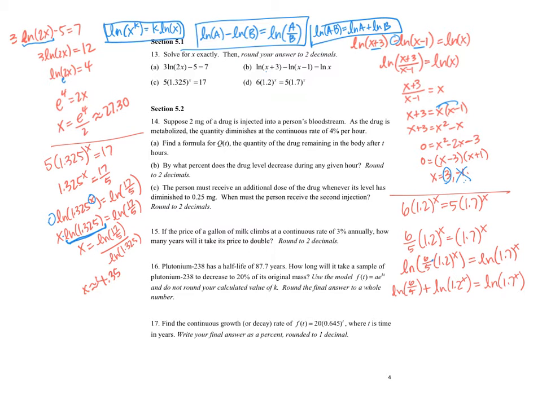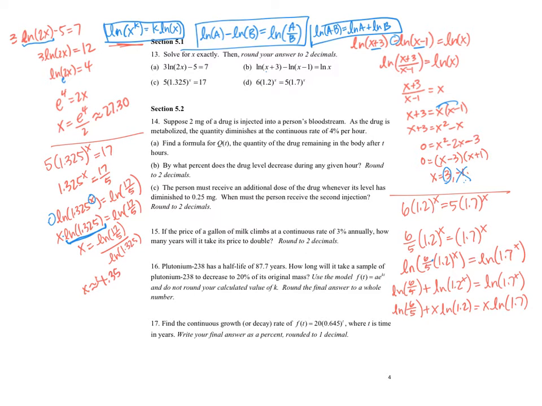Oh, let's see here. I wrote this kind of funny. There we go. That's what I meant. Okay, and now I'm going to use this property up here where I move those powers down with the property of logs. So I have natural log of 6/5 plus x natural log of 1.2 equals x natural log of 1.7.